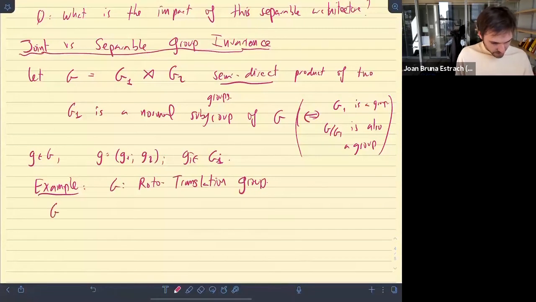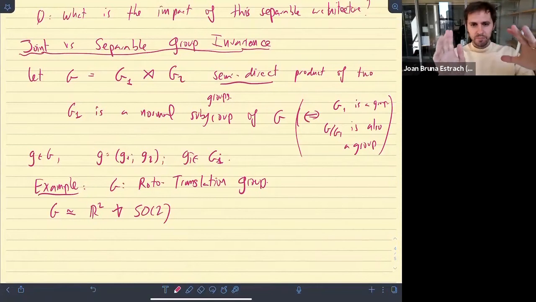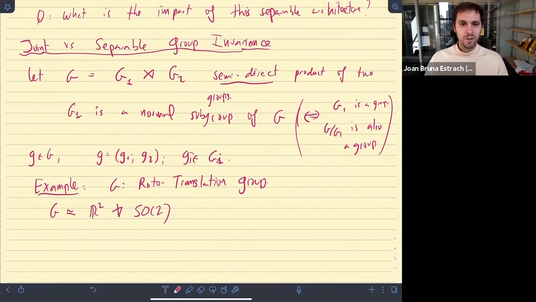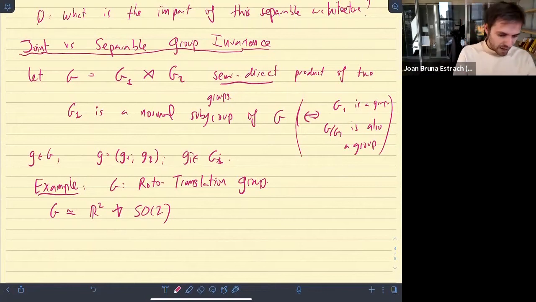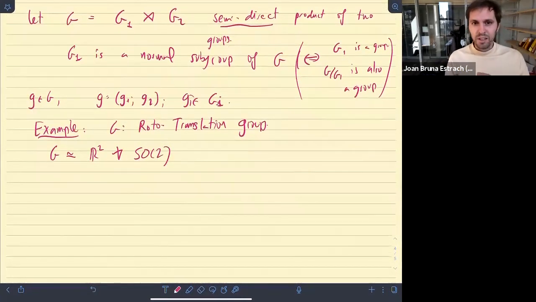Okay, so G in that case is going to be written as R2 semi-direct with SO. Basically, I'm considering the plane R2, and the group of transformations that consist of a shift and then a rotation. You can see that the way you describe these transformations already means you are combining two blocks: one is the translation part, and the other is the rotation part. But as you can probably convince yourself, these two operations are not commutative. They are not completely separable.